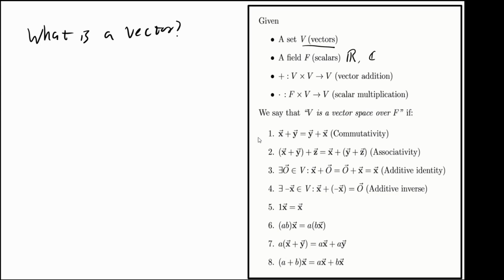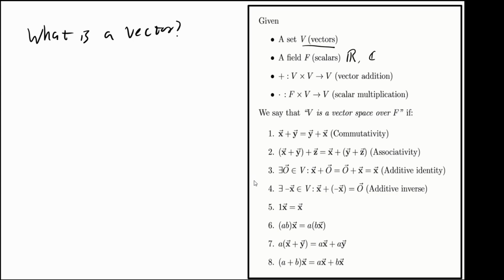So the first two are properties about how addition of vectors is defined. The way we define vector addition needs to be commutative, meaning that the order of the addition does not matter. And it needs to be associative, meaning that if I want to add 3 vectors together, it doesn't matter which 2 I add first.